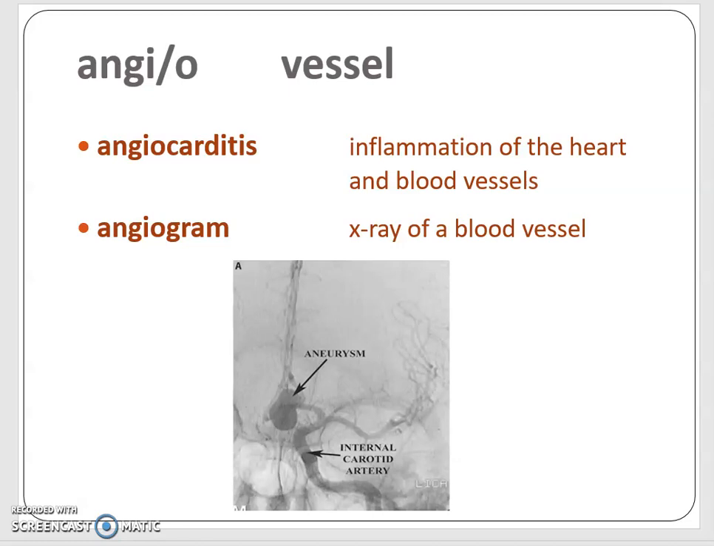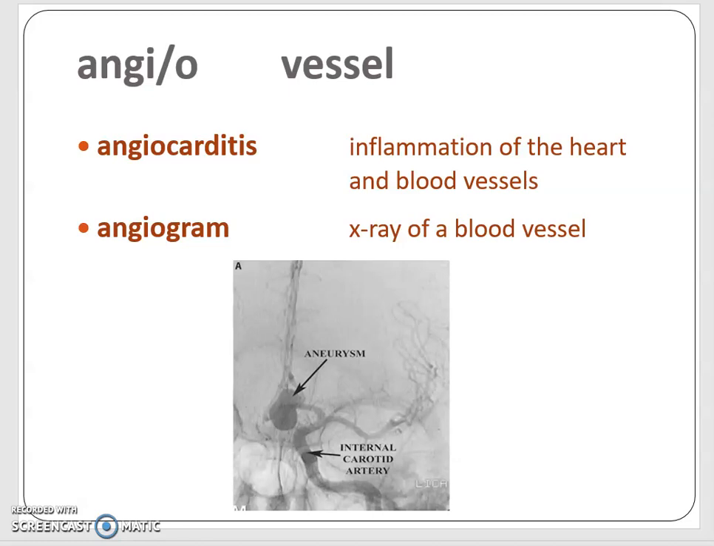All right, so angio being our first combining form, and it means vessel. Angiocarditis. So there's a combination of cardio and angio put together. That's inflammation of the heart and the blood vessels. Can be a very serious condition. An angiogram is an x-ray of a blood vessel.